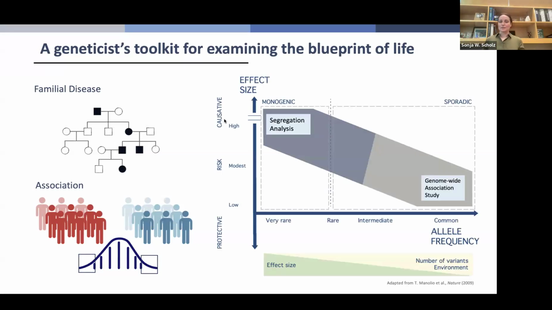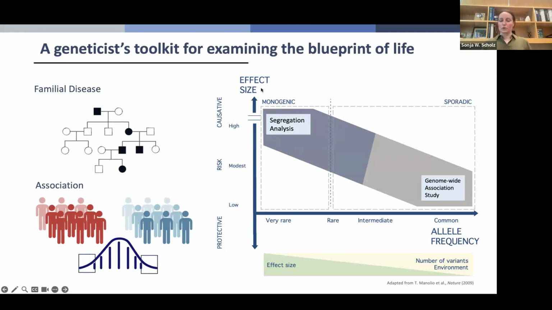And so we can map this out on this so-called Manolio plot, where we look at the genetic architecture of a population with a given disease. On one hand, we look for, in the familial cases, for mutations that really are of a major impact. If you have that, you get the disease.